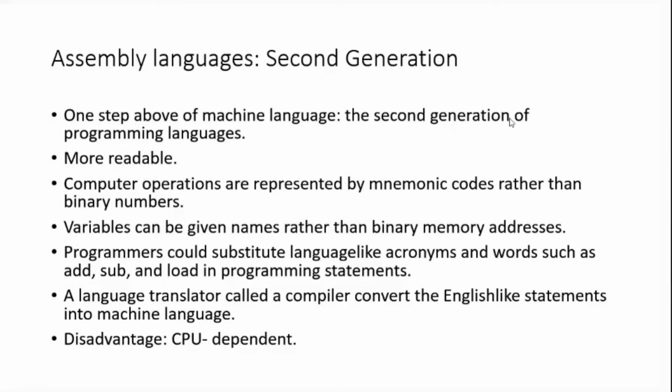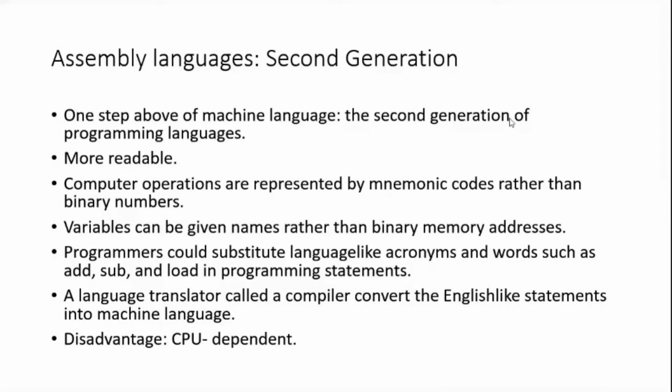Then the second generation, that is the assembly language. It is one step above the machine language. It is the second generation of programming language. As I said, it is a more readable form. Then the computer operations are represented by mnemonic codes rather than binary numbers. Mnemonic codes are some alphanumeric codes like AB5.